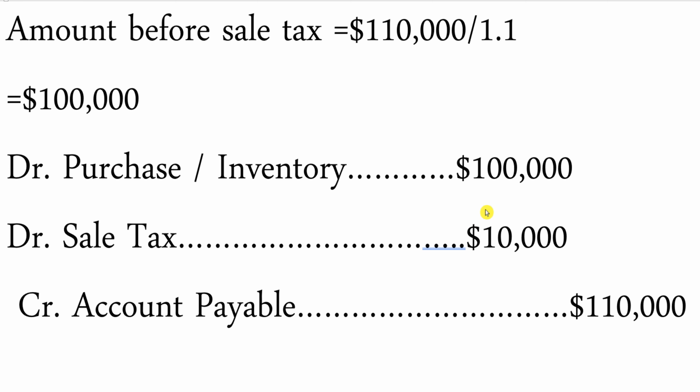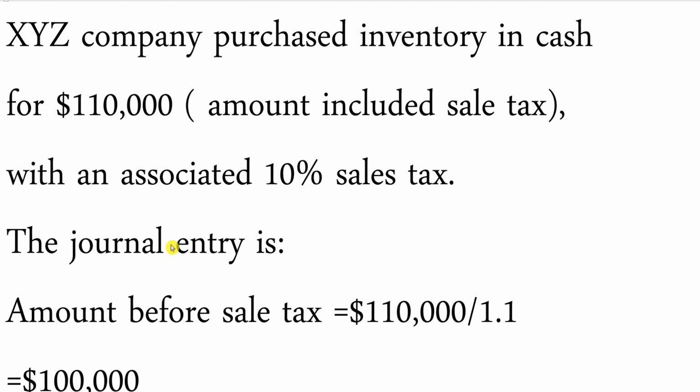So we know that the cost of inventory is only 100,000, because the sales tax we can claim from our government when we purchase inventory from our supplier. So the supplier charges tax from us, and then we can claim that tax from the government. So sales tax is not the cost of inventory. Thank you for watching our video.